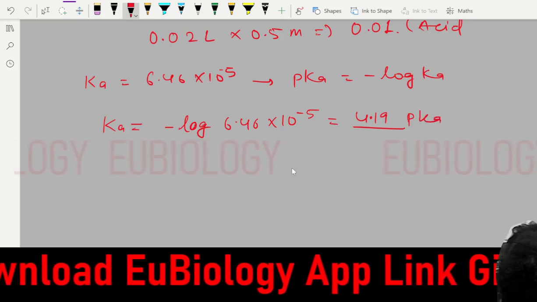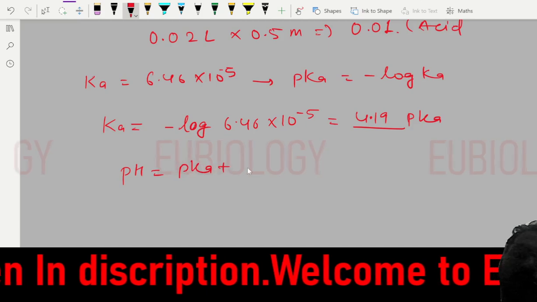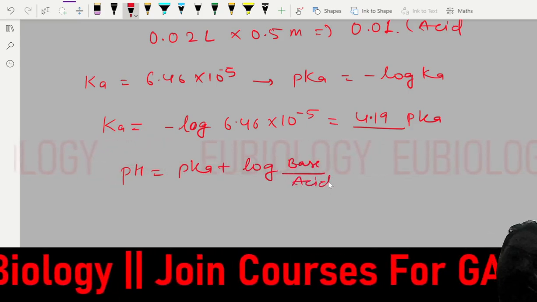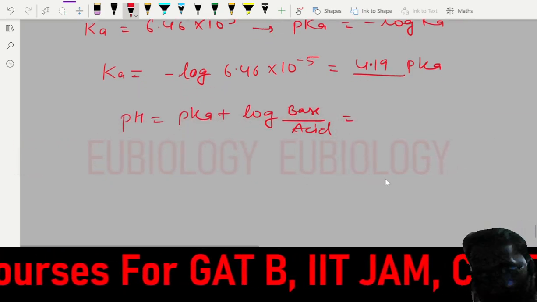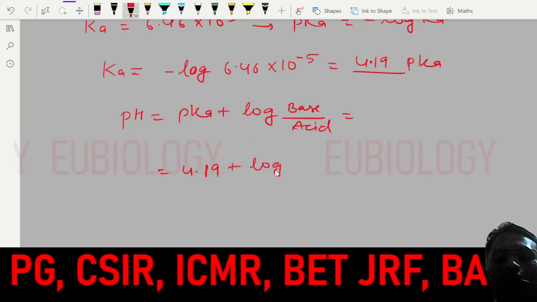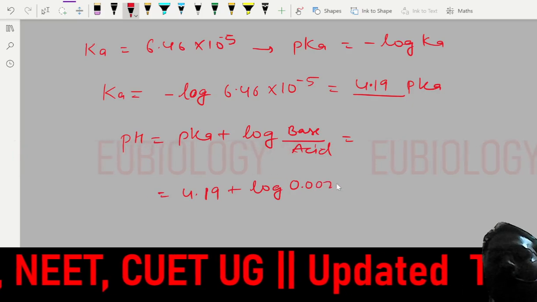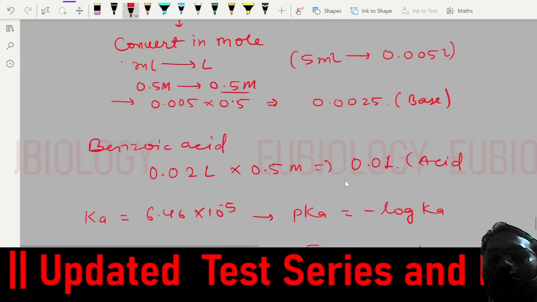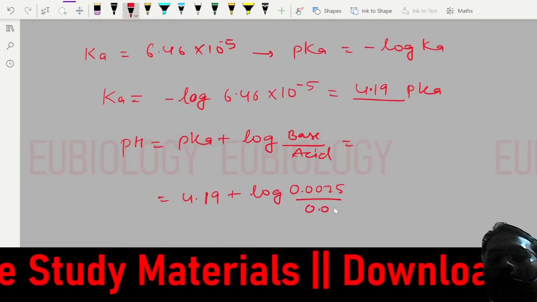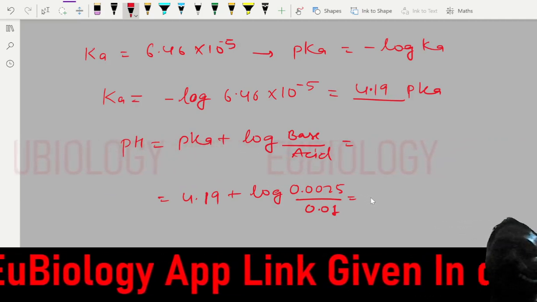This is our pKa, and now we'll write the formula which you remember. The pH is equal to pKa plus log base by acid. Now put the values, get the answer. pKa value is 4.19 plus log of base, which is 0.0025. Am I writing correct? Correct only. Now divided by 0.01. So how much will it be? It will be 0.25.